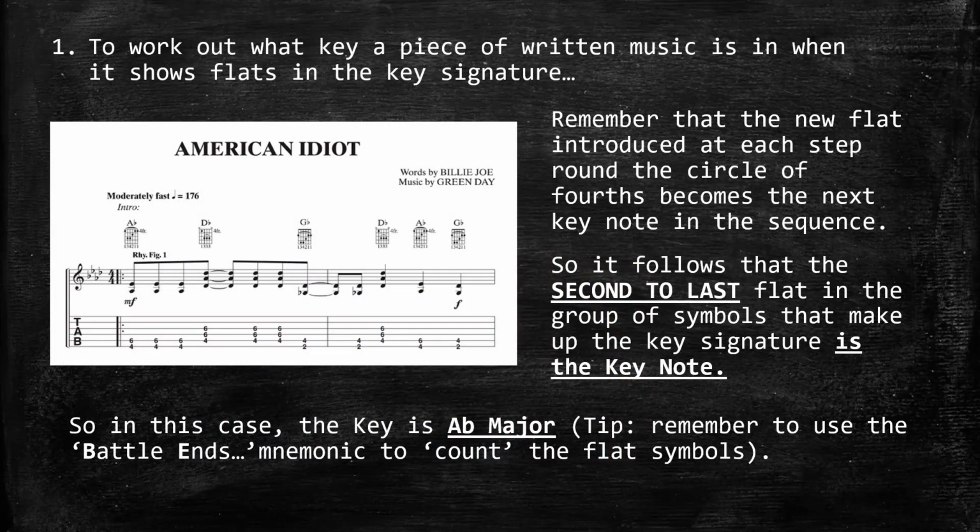To work out what key a piece of written music is in when it shows flats in the key signature, remember that the new flat introduced at each step round the circle of fourths becomes the next key note in the sequence. So it follows that the second to last flat in the group of symbols that make up the key signature is the key note. So in this case, the key is A flat major. Tip: remember to use the battle ends mnemonic to count the flat symbols.